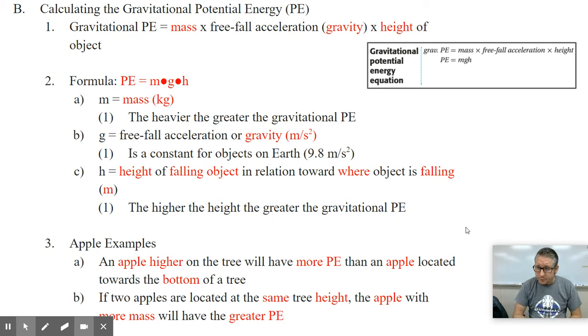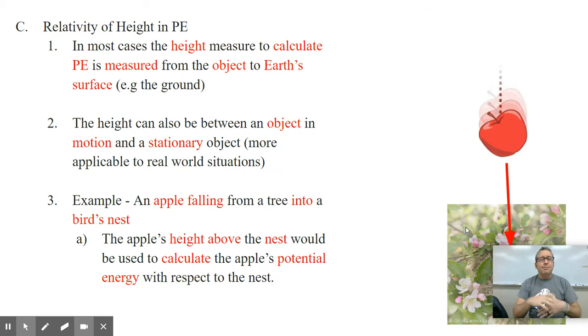So if we have two apples that have the same mass, and one apple is located higher in a tree than the other, the apple located higher will have a larger amount of gravitational potential energy simply based off of the height. Another scenario is two apples at the same height, but each apple has a different mass. The apple with the larger mass will have a greater amount of gravitational potential energy simply based off of its mass. In most cases, we will measure the height for gravitational potential energy from where the object is to the Earth's surface, so the ground, basically.